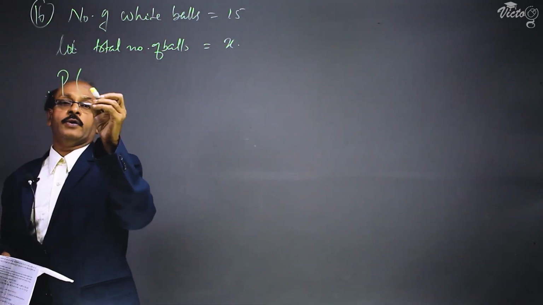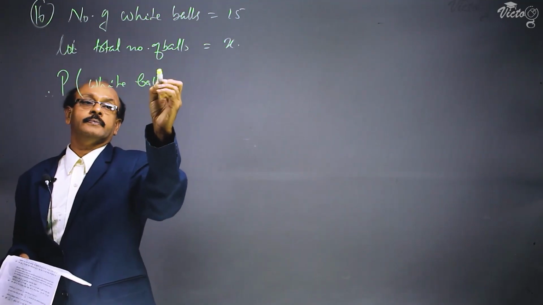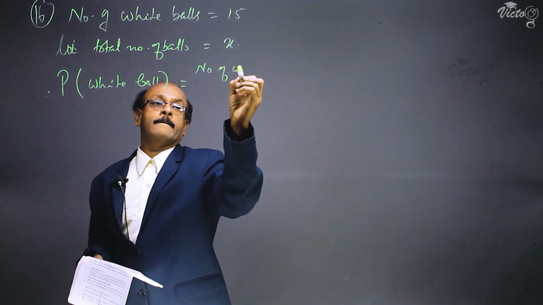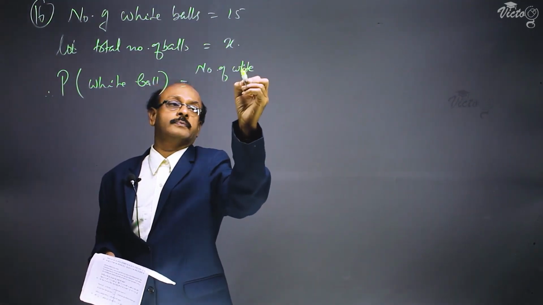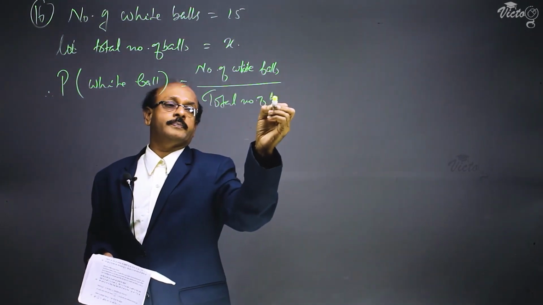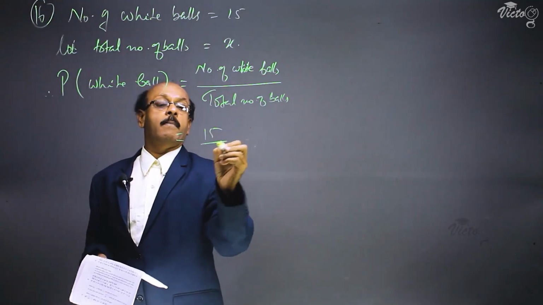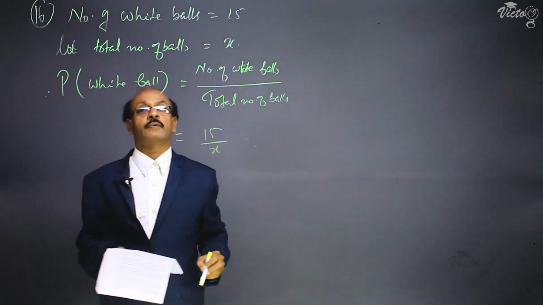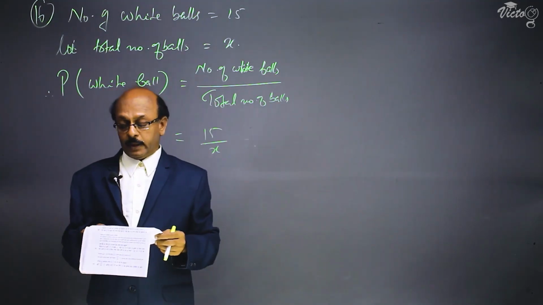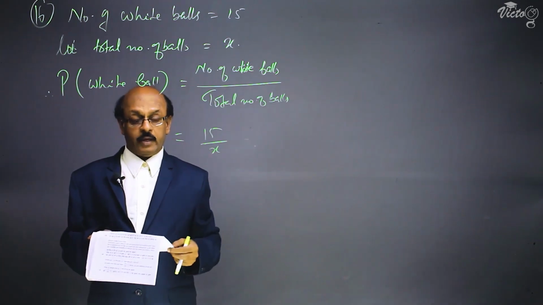Therefore, probability of getting a white ball is equal to number of white balls divided by total number of balls, which is equal to 15 by x. This is the probability of getting a white ball. It is given that probability of drawing a black ball from the bag is thrice that of drawing a white ball.